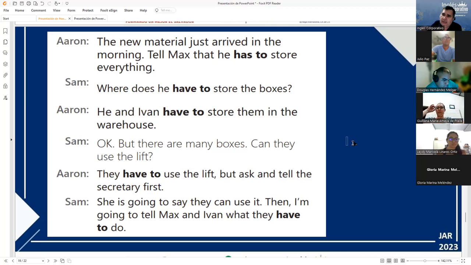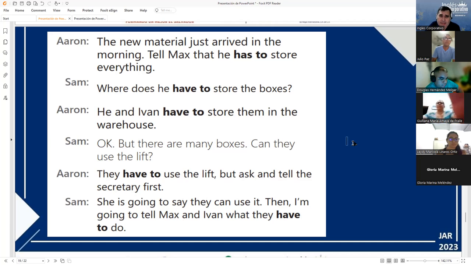The lift is a machine that is a forklift. They go like that, and then they take the things. They have to use the lift, but ask and tell the secretary first. Okay. Well, you ask her or you tell her. So she's going to say they can use it. Then I'm going to tell Max and Ivan what they have to do. Okay. This is the conversation.